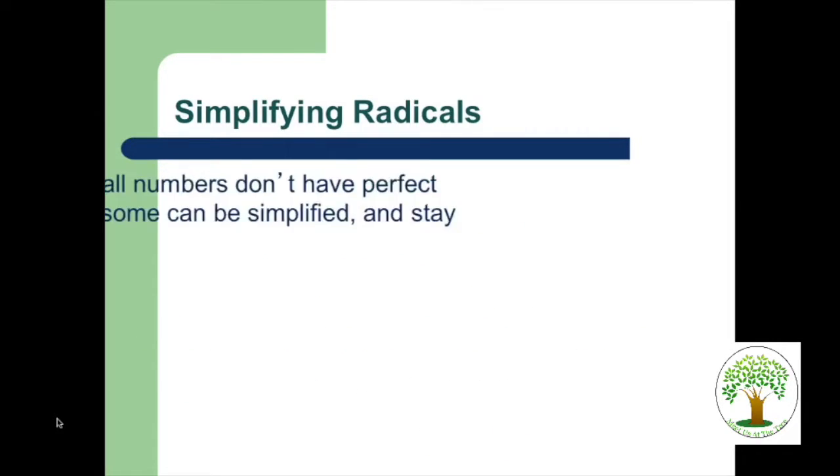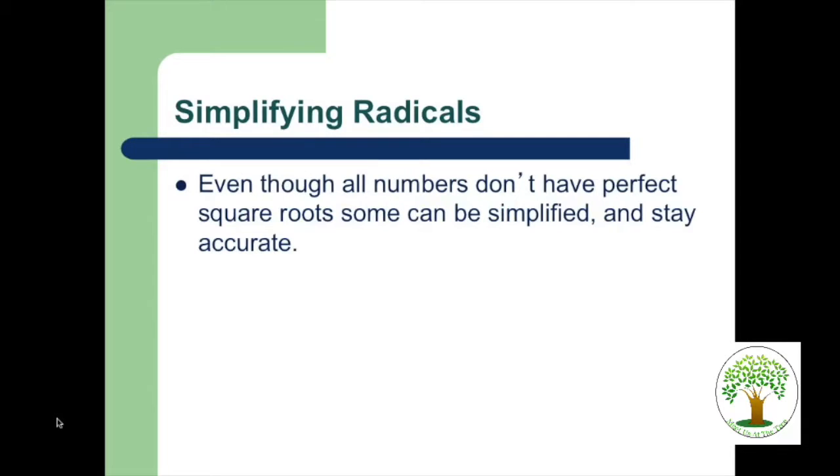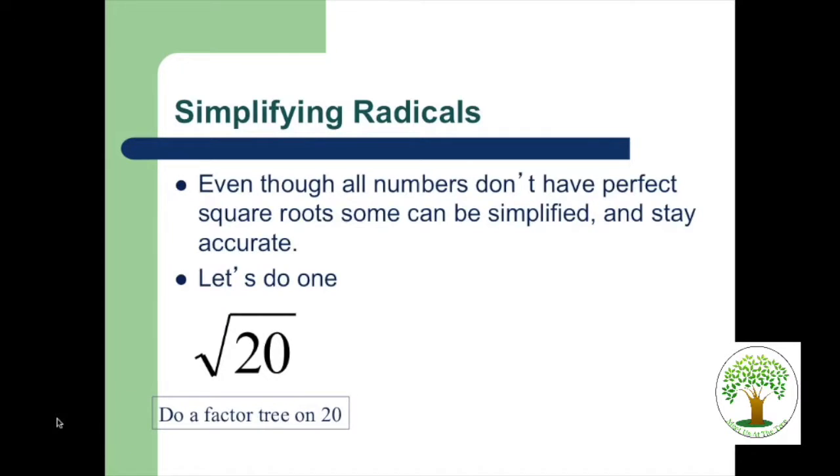All right. So even though all numbers don't have perfect square roots, some can be simplified and stay accurate. I'm using the word accurate because I want it exact. If I wanted to do the square root of 20, there is no perfect square root of 20, but we can simplify it by doing the factor tree. Mine will take up 2 slides, but I only left 1 slide for you to do this. So make sure when you do it, scoot your factor tree kind of close, because you're going to finish on the side, all right?